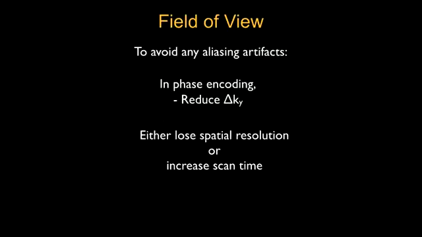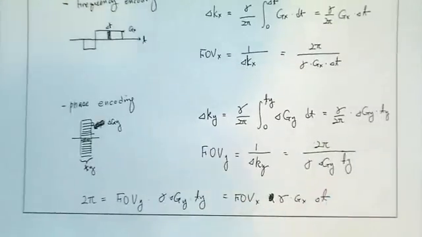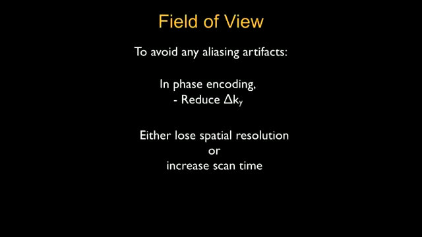Here we go back to here. If you reduce the delta ky by reducing the delta gy, this governs kind of the resolution. But if you reduce the step size, you need more steps to reach that, meaning it's going to take a longer scan. Or if you fix the number of steps and reduce delta gy, the coverage is going to be reduced, meaning you're going to lose the resolution. So to get around increasing the field of view, either you can lose the resolution or increase the scan time.